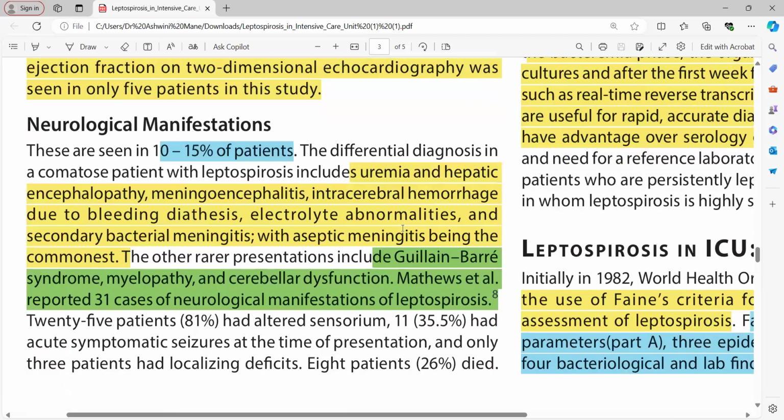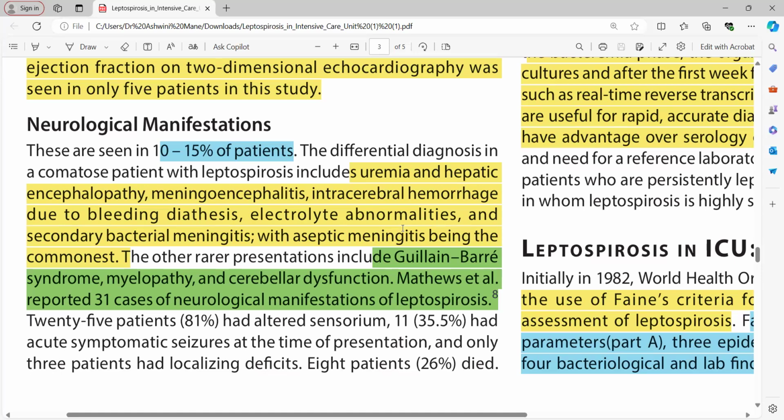Then the next is neurological manifestation. It is seen in 10 to 15% of patients. The differential diagnosis in a comatose patient with leptospirosis includes uremia, hepatic encephalopathy, meningoencephalitis, intracerebral hemorrhage due to bleeding diathesis, electrolyte abnormalities, and secondary bacterial meningitis, with aseptic meningitis being the commonest. The other rare presentations include GBS, myelopathy, and cerebellar dysfunction.